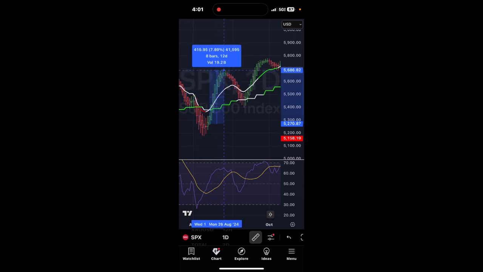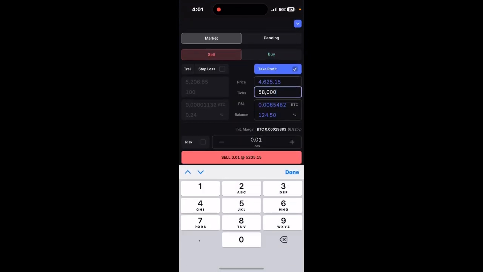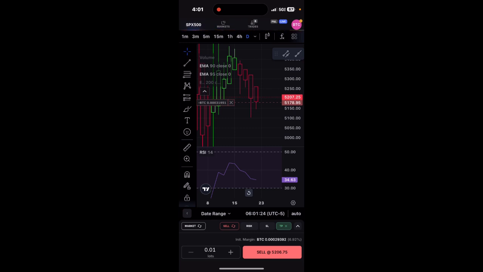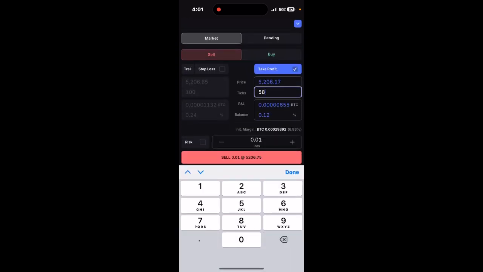We could look at this one, which is, this is 41,000 ticks. So let's look at that one real quick. 41,000 ticks. So 41,000 ticks is about 0.0046 Bitcoin. And that's just doing it with a 0.01.